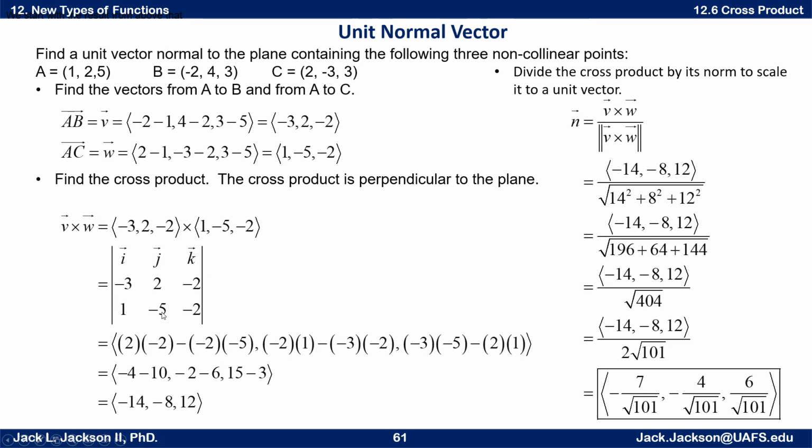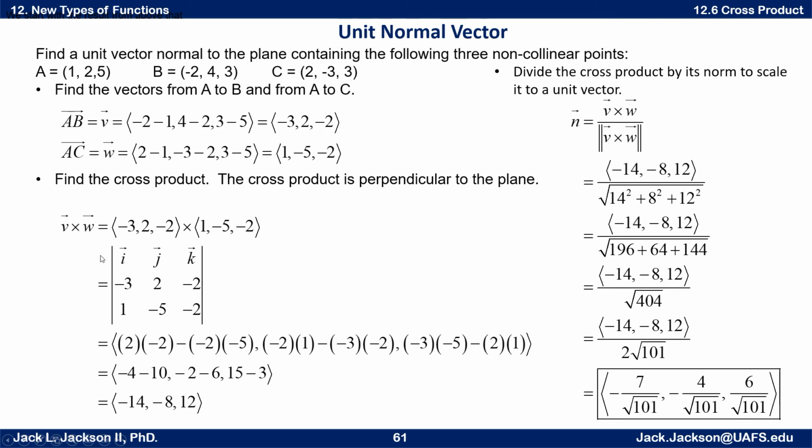For the j or y component, we get rid of this row and column, so we're doing a determinant here, but remember the one in the middle is backwards, so we start by doing positive this way. -2 times 1, minus, goes this way, minus a -3 times -2. So that's -2 minus 6 is -8 for the j component or y component.